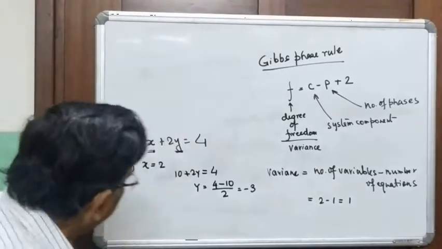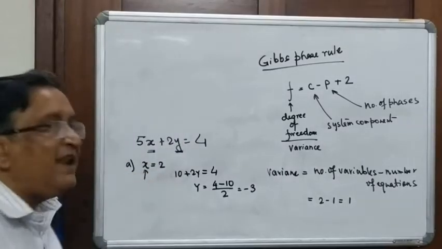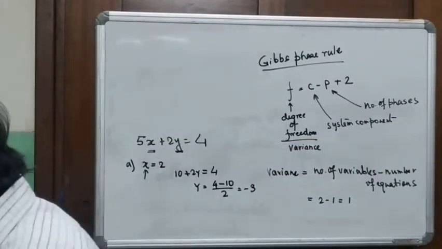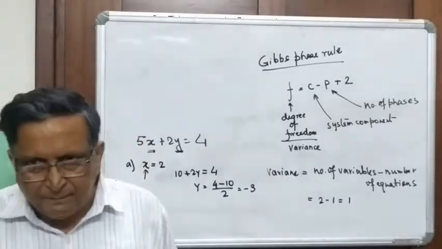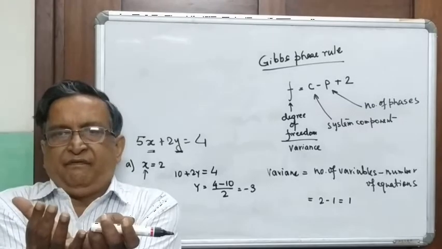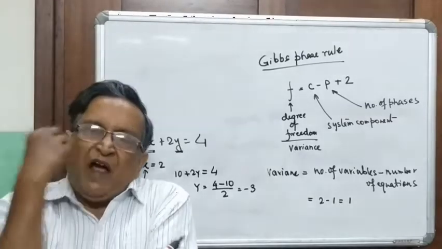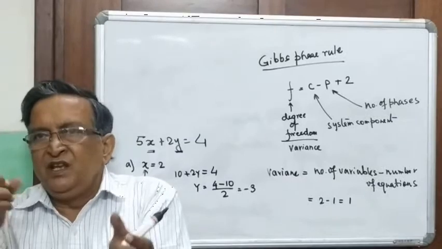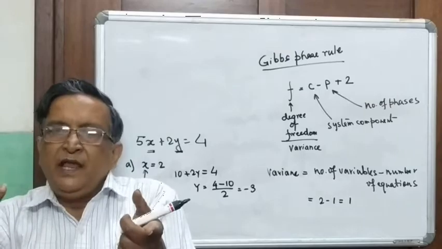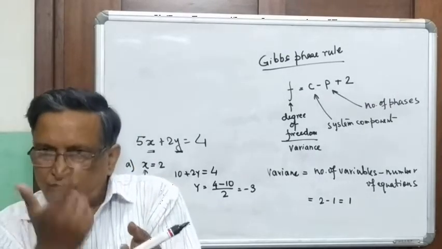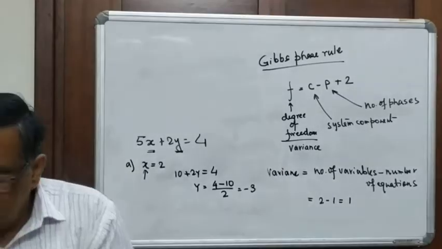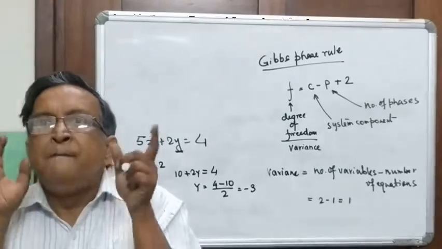What have you done? You have put in a value of x. Have you understood? You have put in a value of x. In metamorphic petrology, the degree of freedom means the system left to itself cannot find both x and y. You have to put in one to get the other, quantitative information about the other. That is what is called a metamorphic variable.